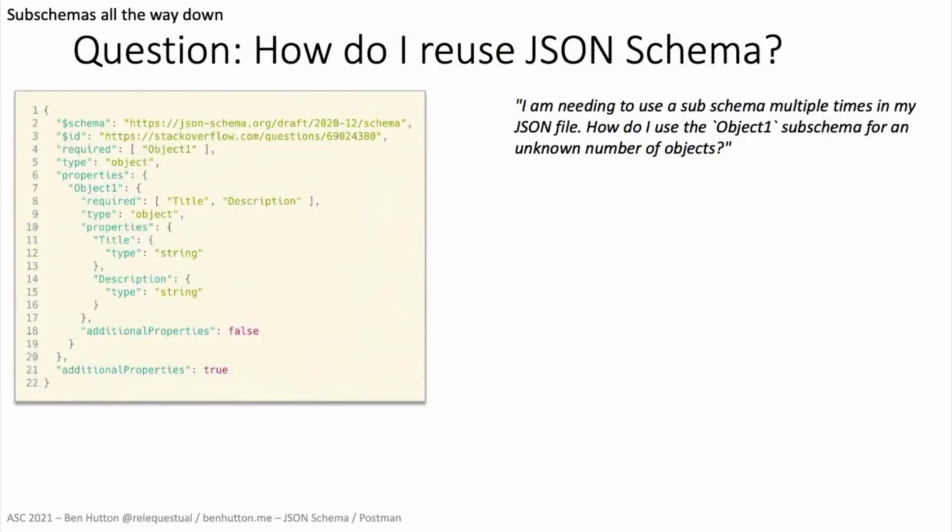Let's evaluate the next schema and question: how do I reuse JSON schema? Reusing JSON schema is important if you want to follow the DRY principle. Don't repeat yourself. In this question, the poster wants to be able to apply the same subschema to an unknown number of objects in the instance data. While the number is unknown, we do know they want to apply the schema to all of the instance objects. Currently, they are only applying the subschema to the value of object 1 on line 7.